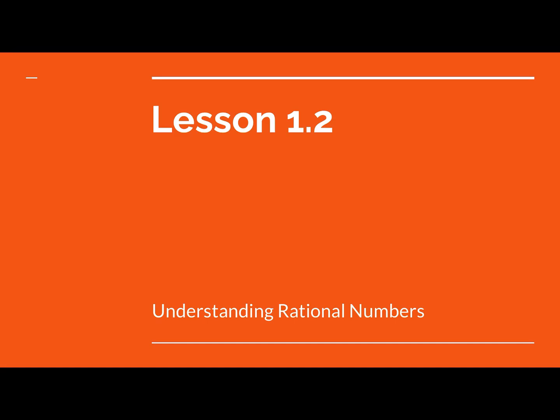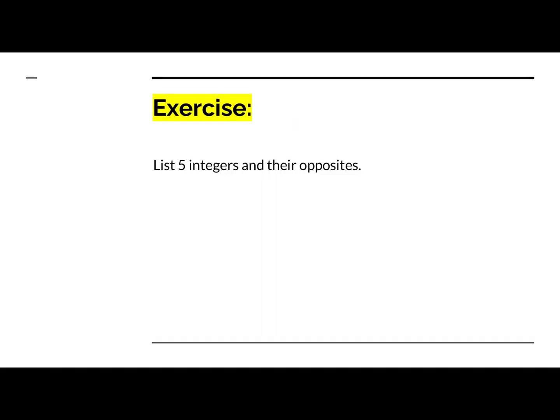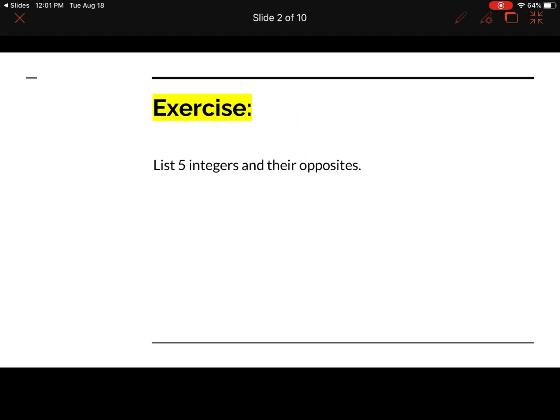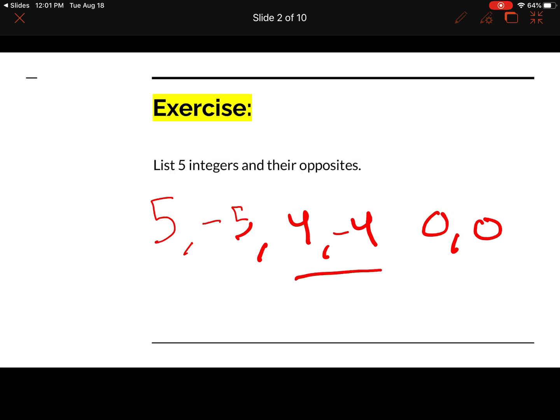Hi guys, today we're going to be going over lesson 1.2, Understanding Rational Numbers. To start off, we're going to have you list 5 integers and their opposites. I'm just going to give you a few seconds to do this, but this is a refresher from our last exercise. If you listed something like 5 and negative 5, 4 and negative 4, or even 0 and 0, all of these integers would be opposite integers because they share the same distance from 0 as their opposite.